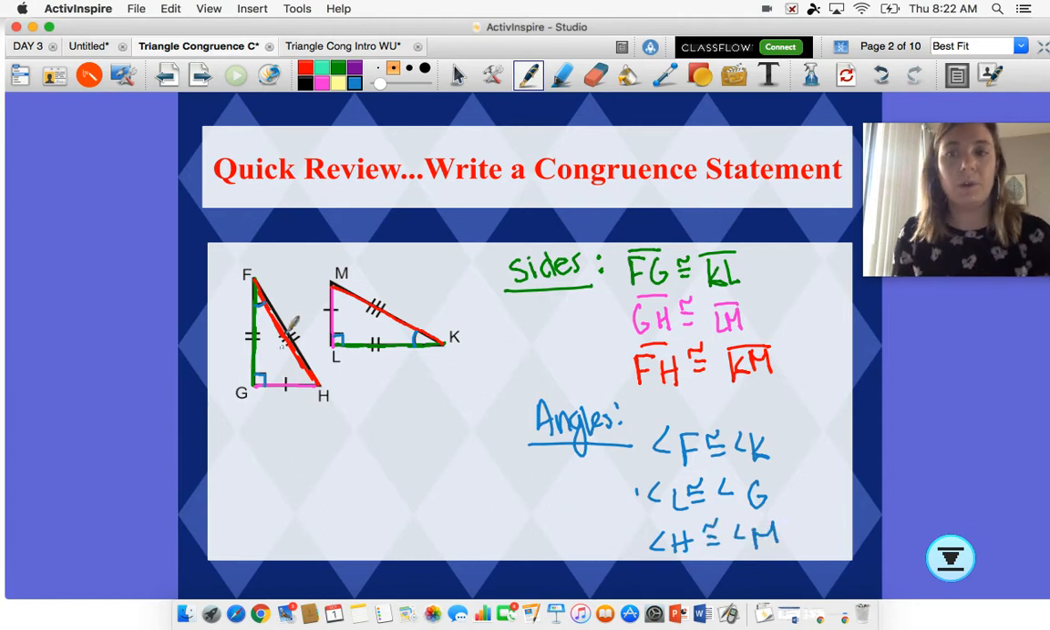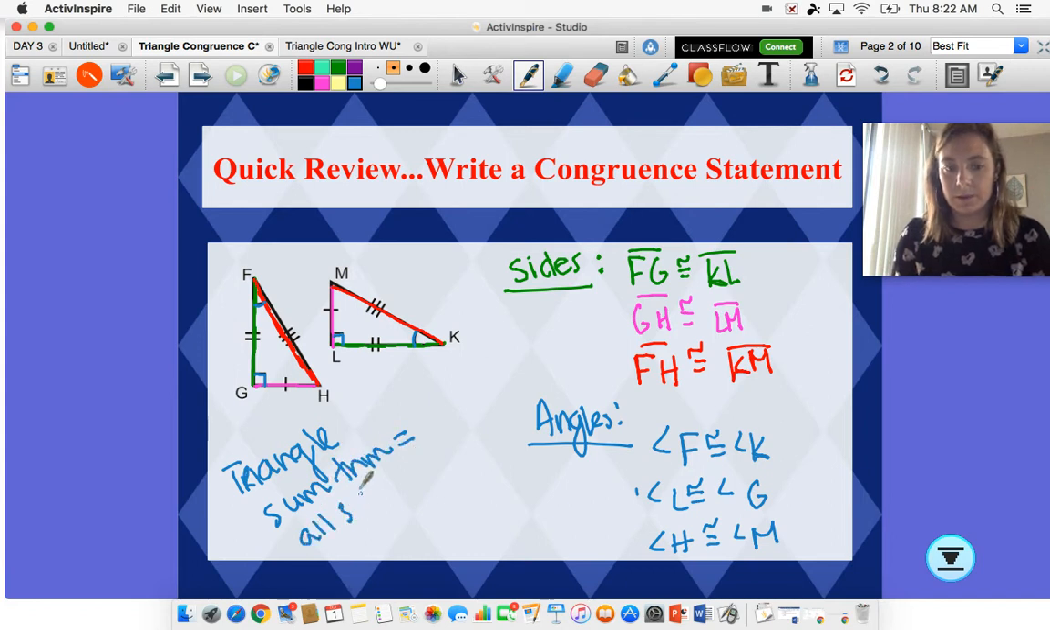You guys remember what all 3 angles of a triangle add to? It's called the triangle sum theorem. All 3 angles sum, which is add, to 180 degrees. So if you know 2 angles, the third one has to be the same. Isn't that crazy?